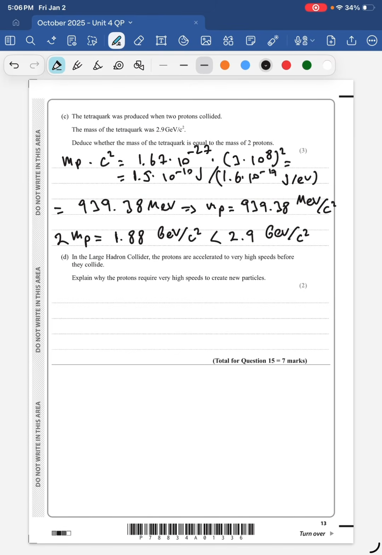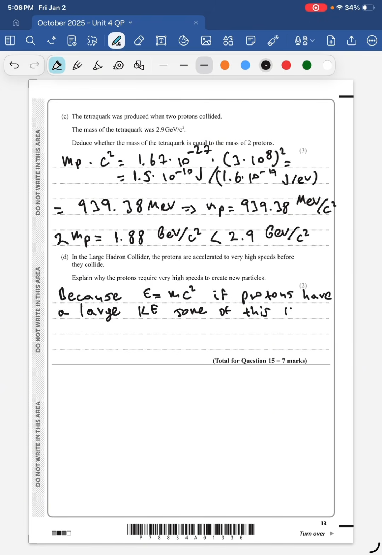So D. In the LHC, the protons are accelerated to very high speeds before they collide. Explain why the protons require very high speeds to create new particles. So, because E is equal to mc squared, if protons have a large kinetic energy, some of this kinetic energy will be converted to mass.